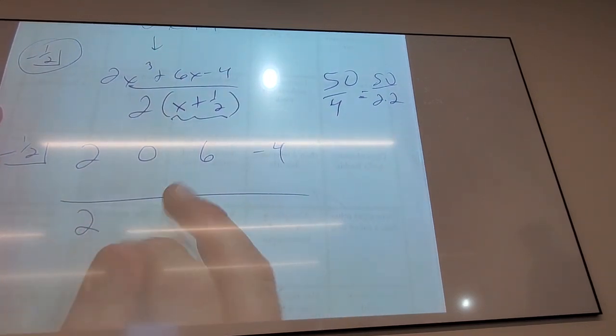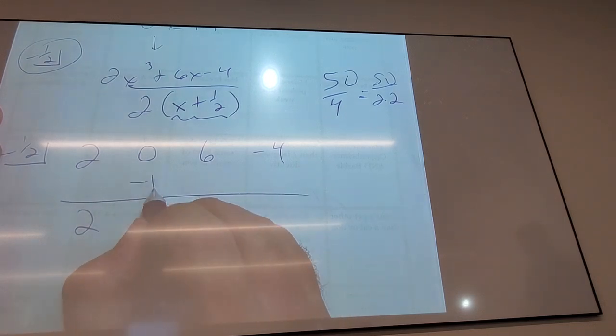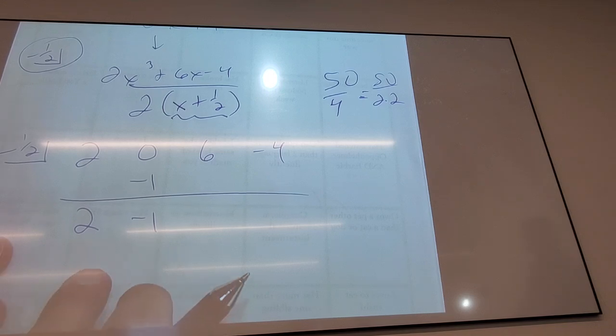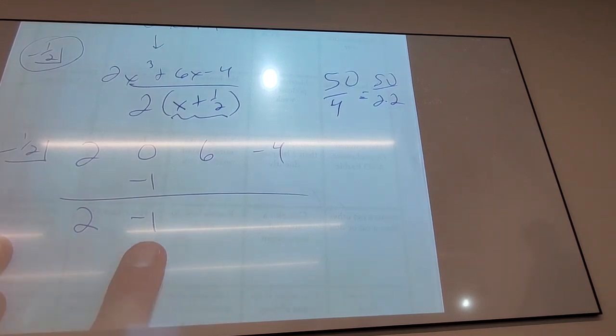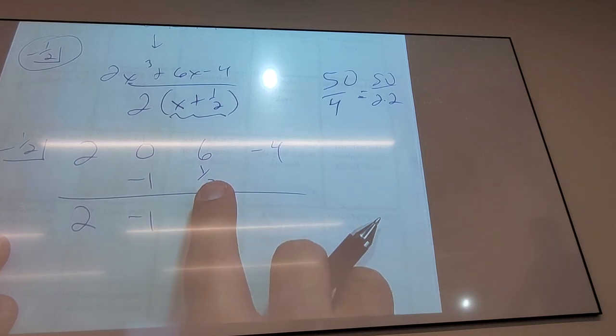So then I'm bringing down a 2. What's negative 1/2 of 2? Negative 1. Add. I still didn't make it nice, did I? Too bad for everybody. What's negative 1/2 times negative 1? 1/2. We're all going to be okay.